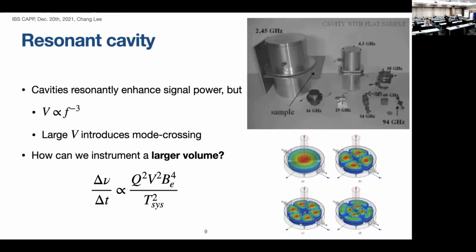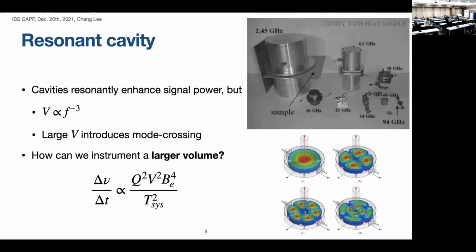The reason is most of the current experiments rely on resonant cavities for detection, and this strategy was used fantastically in the low frequency region, especially below 10 gigahertz. Well, this quickly loses efficiency at higher frequency because the volume and the signal power from the cavity are proportional to the third power of the frequency. Here is a typical example of how fast the cavity volume shrinks from 2.5 gigahertz to 100 gigahertz. So small ones can basically fit inside the big ones.